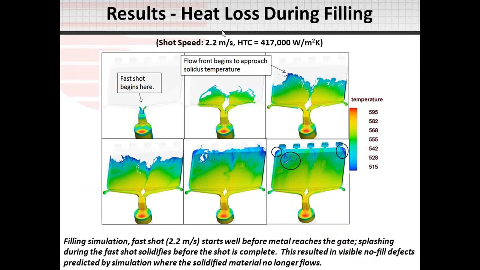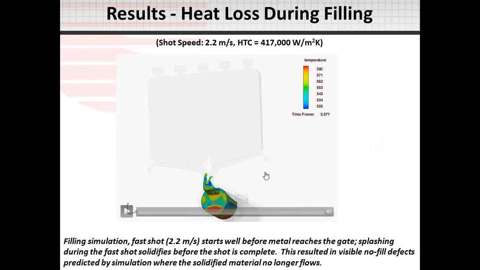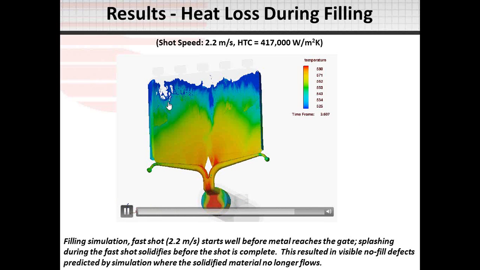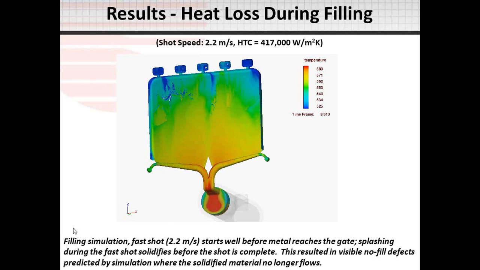We then continue that simulation at a shot speed of 2.2 meters per second with our measured heat transfer coefficient. And we, of course, predicted visible defects in the part. Here is an example where we've seen this movie before, but the material splashes, totally freezes, stops moving, and then we have these kinds of defects. The results of this simulation compare very well with the experimental data, in that it proves that at 2.2 meters per second we cannot make a good casting.